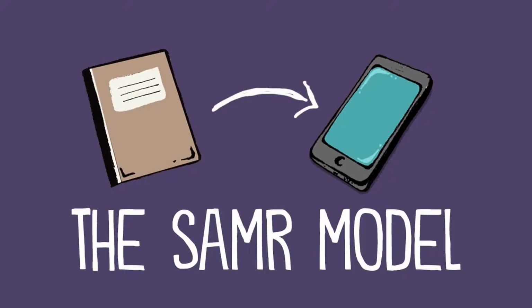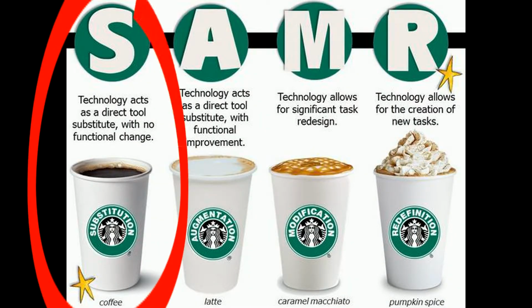The SAMR model is different in that it doesn't have to do with thinking or teaching. It really only has to do with different levels of implementing technology in the classroom. In SAMR, the S stands for substitution, and it basically means you're using a newer form of technology to substitute an older one, like using Google Docs instead of Microsoft Word.